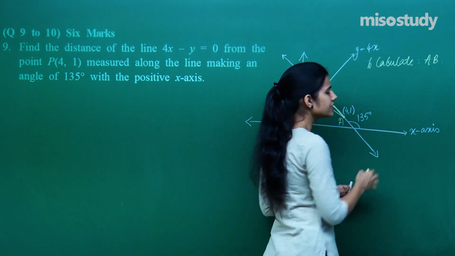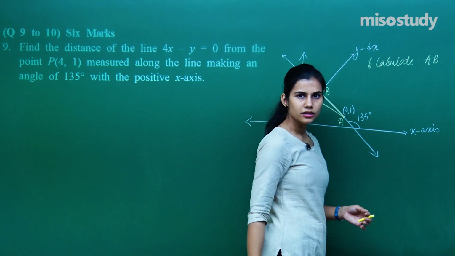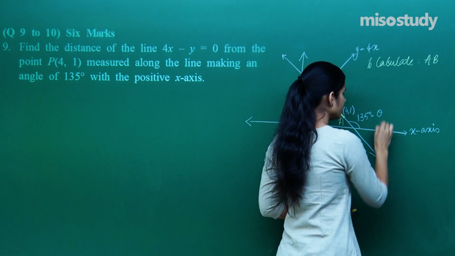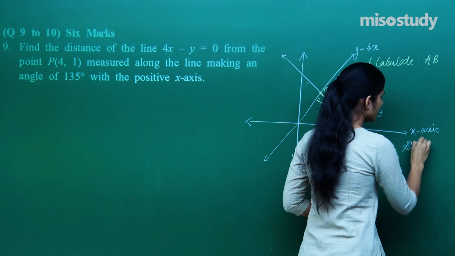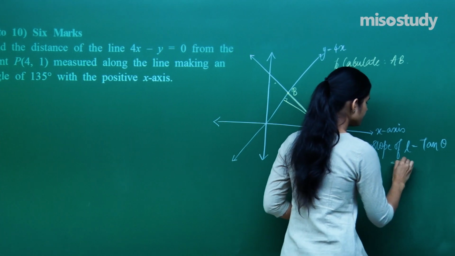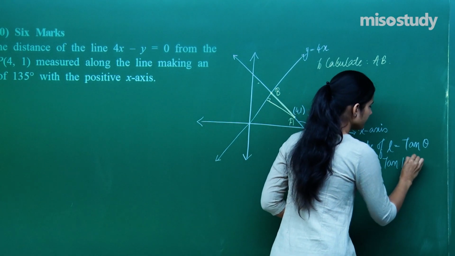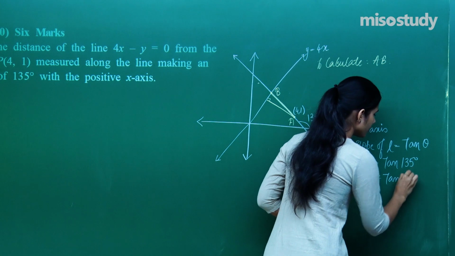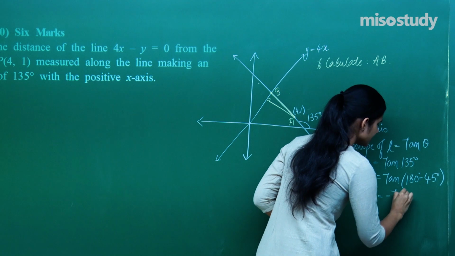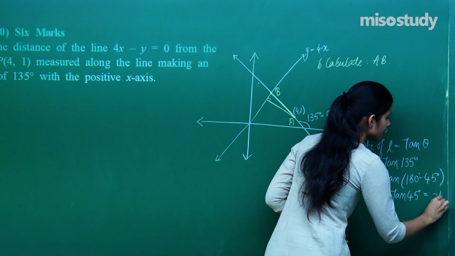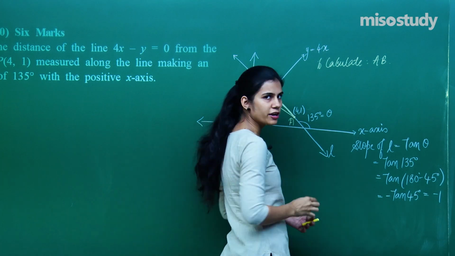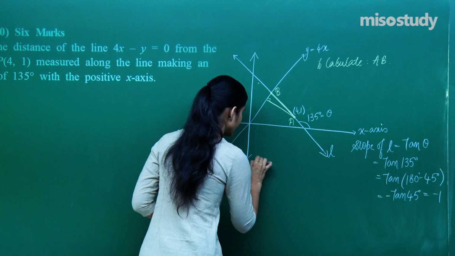Now if 135 is its inclination, I can very easily calculate the equation of this line. Why? Because this is theta. Say this line is L. Slope of L will be tan theta. It is tan 135, which is tan of 180 minus 45, which is minus tan 45, which is minus 1. Now slope of this line L you know is minus 1. It is passing through the point 4, 1. So what is the equation of line L?